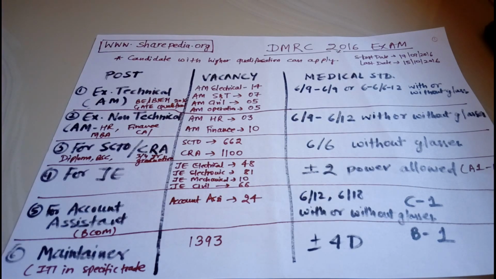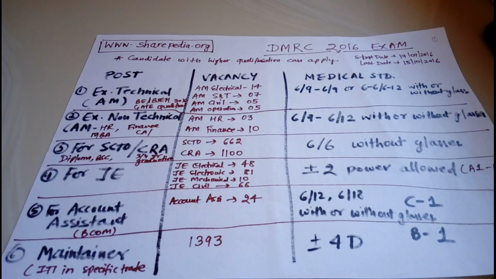As I have already told you, for SCTO a very high medical standard is asked. Your eyes must be 6/6 without glasses. And also for CRA your eyes must be 6/6 without glasses. And for CRA there is a vacancy of 1100. For CRA you must be a 3 or 4 year graduate. And for SCTO you must have a diploma in electrical and electronics, or you can have a BSc in physics, mathematics and chemistry.